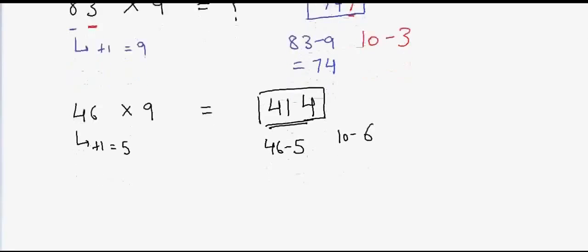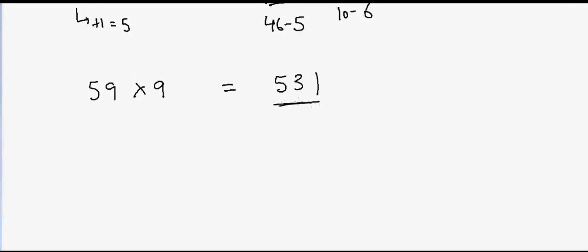Now let's try it faster for some other number. So suppose I have 59 and I want to multiply by 9. In that case, 10 minus 9 is 1. So the last digit is now 1, and then 5 plus 1 is 6. 59 minus 6 is 53, so 531. So that will be my answer. So you can see that I can do the calculation very fast.